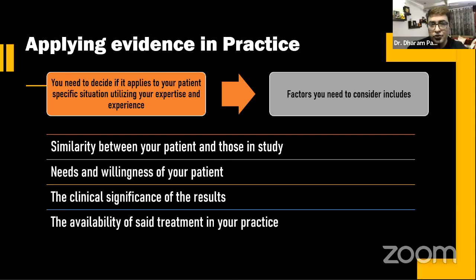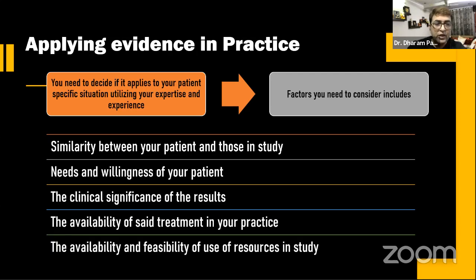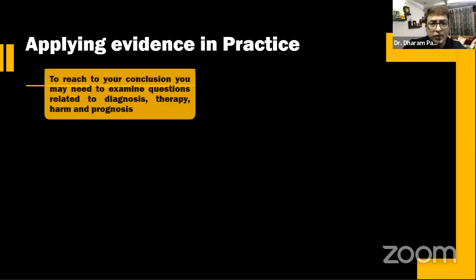Availability of the treatment, as I mentioned earlier also: if you don't have that facility, which you found is the best for a certain type of patients, you have to modify your question and search again, right? Availability and feasibility of use of resources in the study. Again, this is correlated with that. Whether you have the resources, and what resources are being explained in the article.